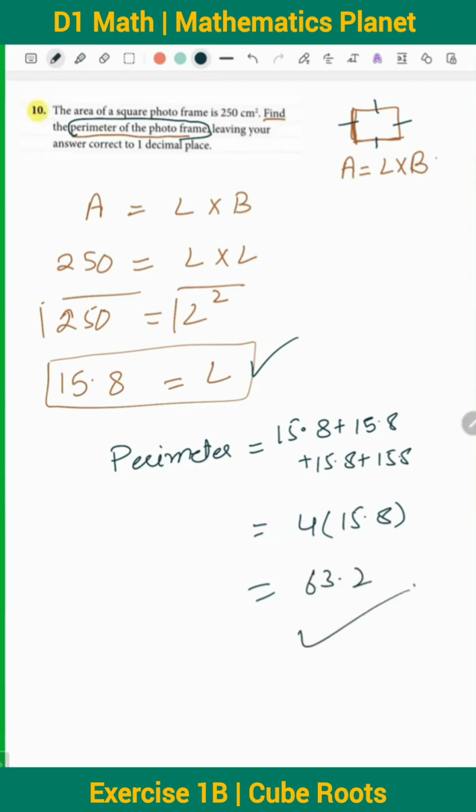So students, you got the perimeter of the square, that is 63.2. Is everything clear up till now? Yes, miss. Okay, moving to the next question.